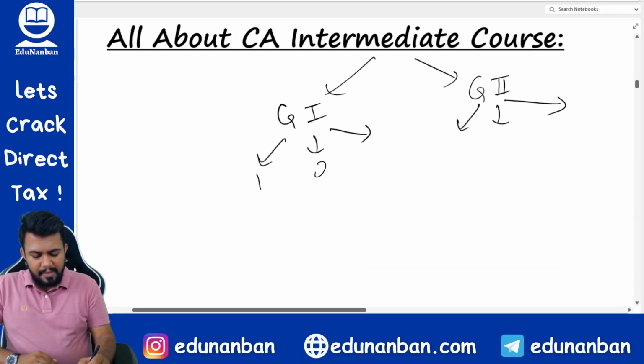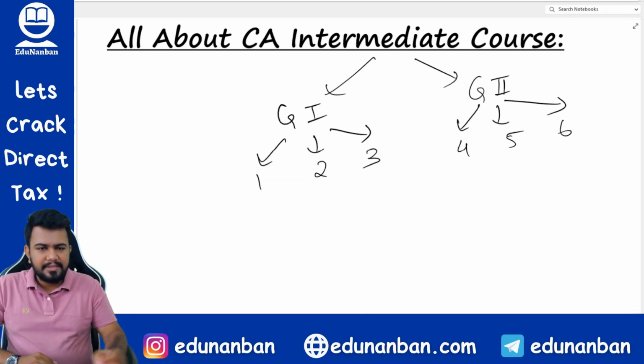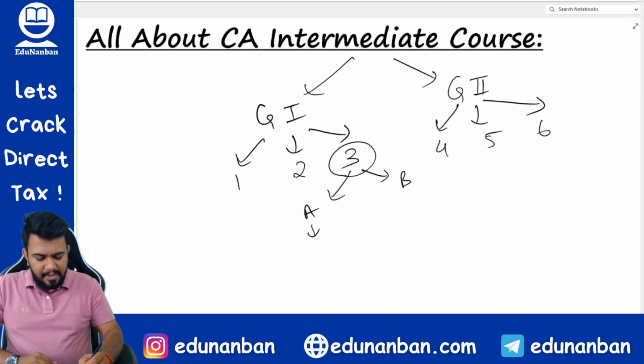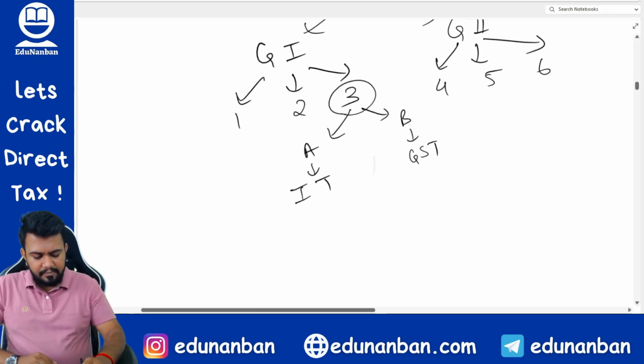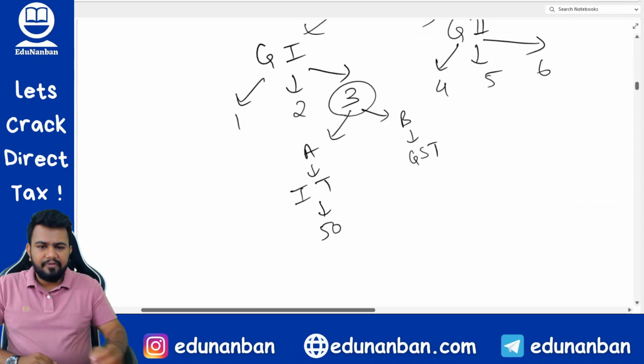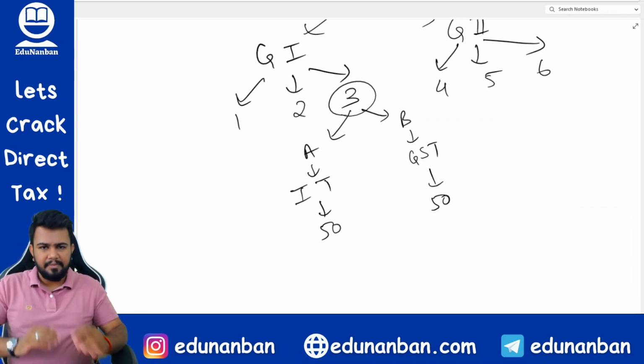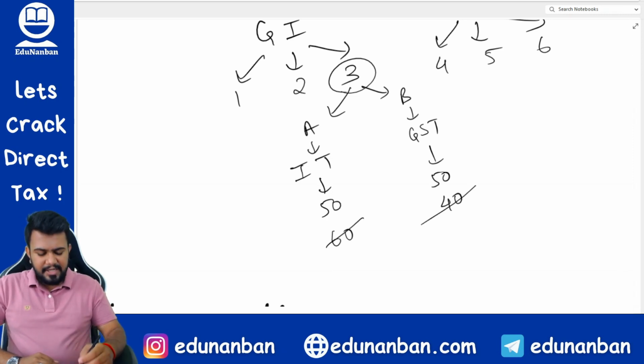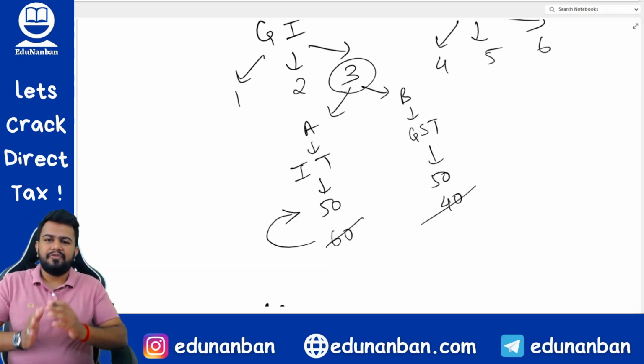So in Group 1, there are paper numbers 1, 2 and 3, and in Group 2 there are paper numbers 4, 5 and 6. We are concerned about paper number 3 because paper 3 has two subjects, that is A and B, and paper 3A is income tax. Paper 3B is GST. Income tax comes in the exam for 50 marks. GST comes in the exam for 50 marks. Okay, so total 100 marks. Earlier, income tax used to come for 60 and GST used to come for 40. But now it has been changed and the new ratio is 50-50.